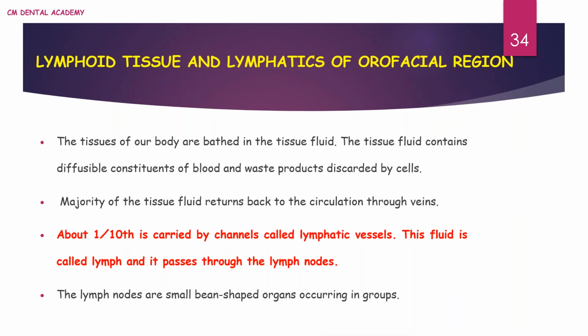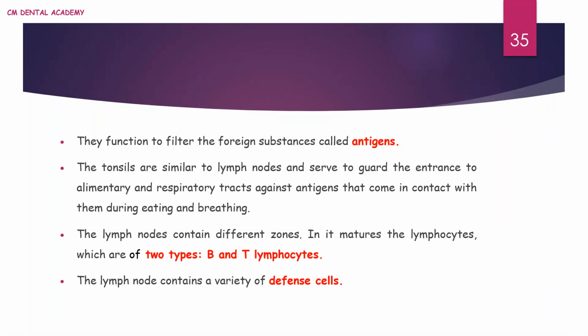Lymphoid tissues and lymphatics of the orofacial region. The tissues of our body are bathed in tissue fluid. It contains diffusible constituents of blood and waste products discarded by the cells. The majority of the tissue fluid returns to the circulation through the veins, but one-tenth of the secretions are carried by channels called lymphatic channels, and the fluid present in these channels is called lymph, which passes through the lymph nodes. These are small bean-shaped organs occurring in groups. They function to filter foreign substances in the body.